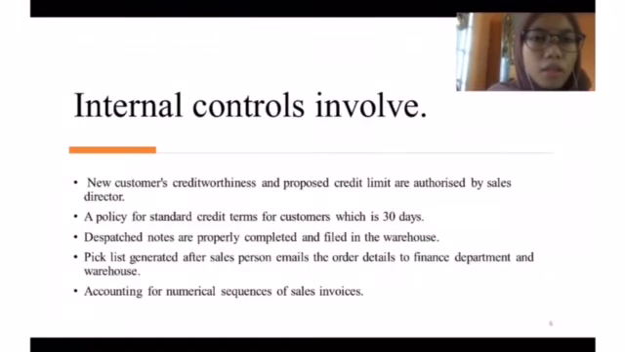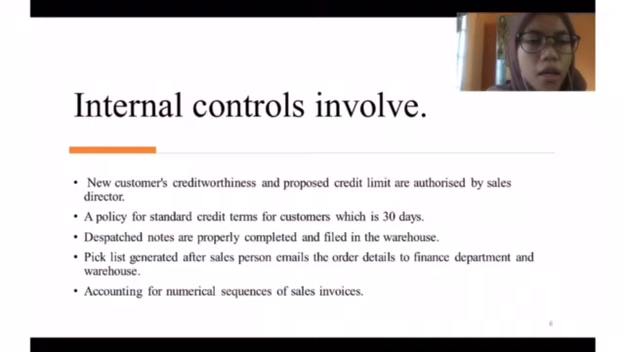Alright, so these are the internal controls involved in the revenue cycle. First one is new customers' credit worthiness and proposed credit limit are authorized by sales director. This control is to make sure that the company doesn't get involved in a business with a person that is unable to pay, which will lead to bad debts of the company.